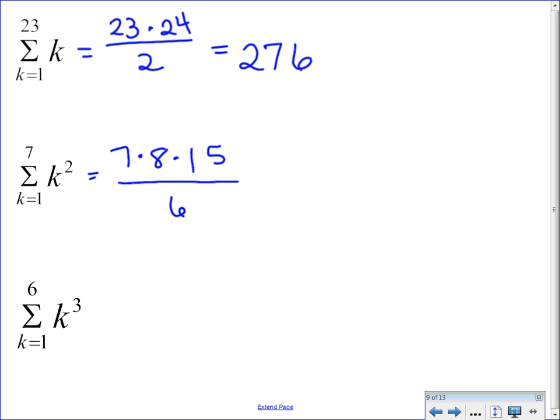I was going to say 15. We take out 2 out of the 6, make that 4 and make the 15 a 5. Because this is 2 times 3, so we can cancel a 2 here and a 3 here. So 4 times 5 is 20 times 7.